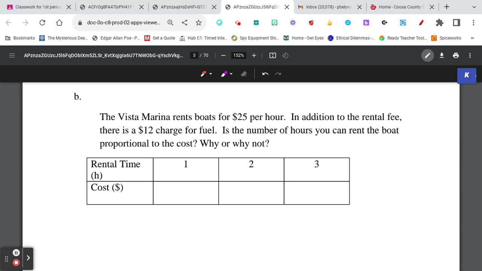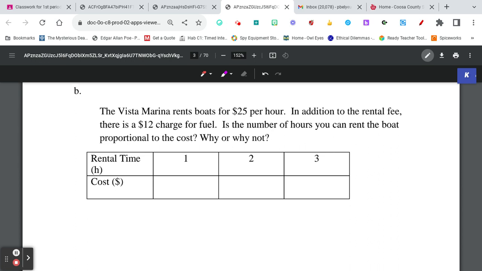The Vista Marina rents boats for $25 an hour. Let's say Micah decides that he's going to go out to the Vista Marina and rent this boat. He knows he has to pay $25 an hour, but he doesn't care. It's a nice, pretty weekend, and he wants to take his girlfriend out. He's just going to ride around on the lake, okay?